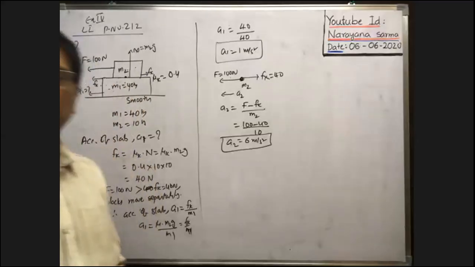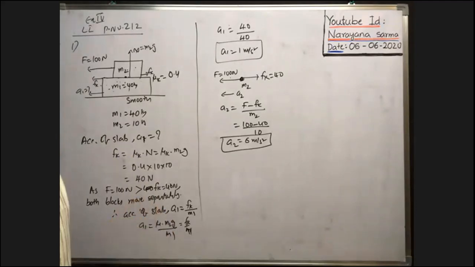Then what is the acceleration of the upper block? As this applied force is more, definitely acceleration in this direction. Acceleration a is equal to net force acting on the block in this direction, F minus Fk, by mass of this block M2. That is equal to 100 minus 40 by M2, where M2 is equal to 10. Therefore, 6 meter per second square. So the upper block travels with this acceleration. Of course, this is not given, but if they ask, we can do it like this. 6 meter per second square.